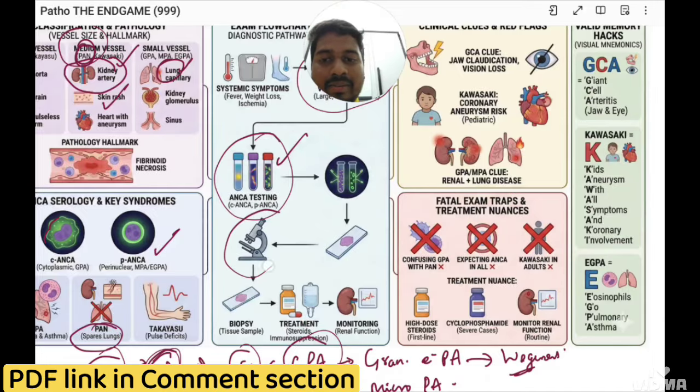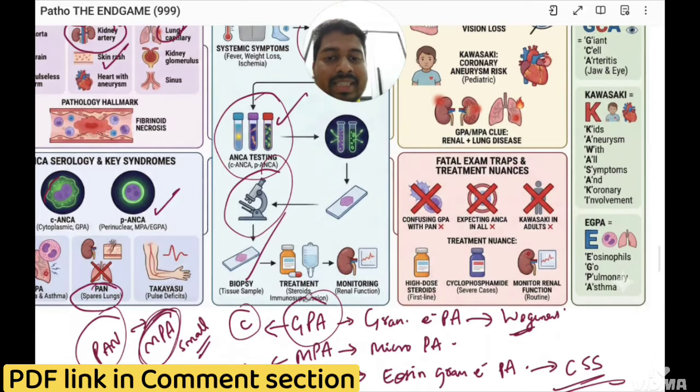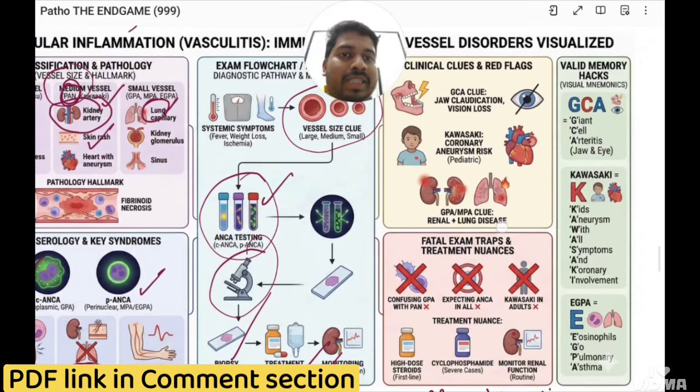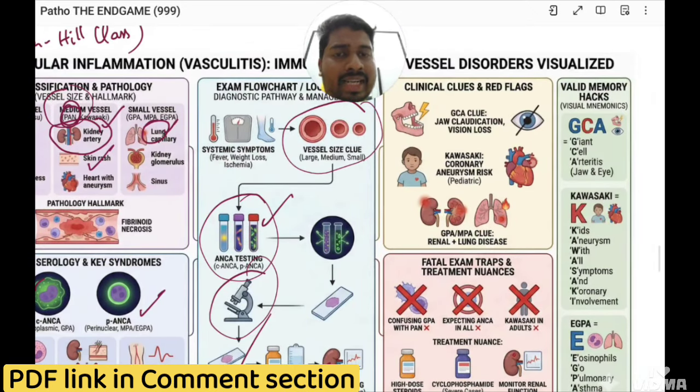Okay, then we'll do the biopsy of the tissue sample and then we start treatment. Treatment is basically high dose steroids and then we give immunosuppression using other agents. Some clinical clues in your MCQs for giant cell arteritis will be jaw claudication and vision loss. Remember, in temporal arteritis, vision loss is very important because if you don't treat on time, this vision loss can be permanent also. So it is that important.